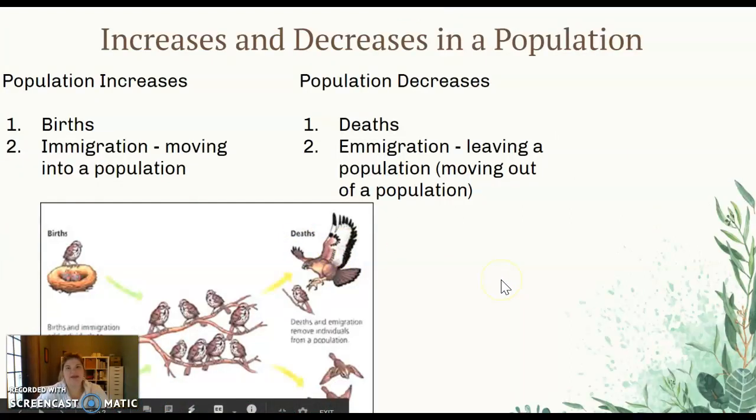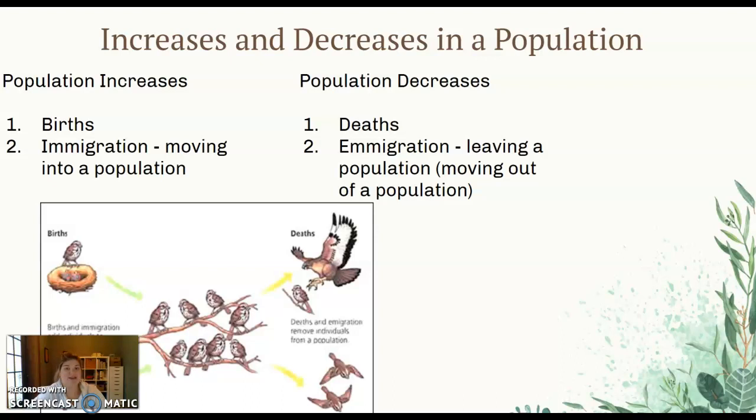So increases and decreases in population. There are two main ways that a population can increase, and that would be through births or immigration, moving into a population. So immigration is when you're entering a population, and that would of course add to the population, and then you have births, which would add to the population.